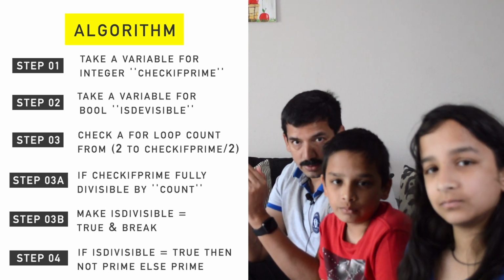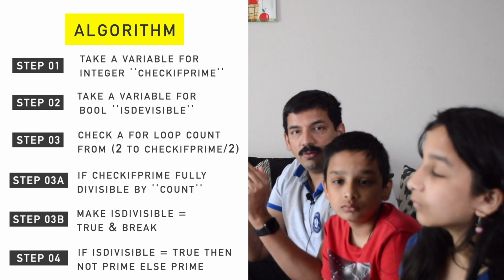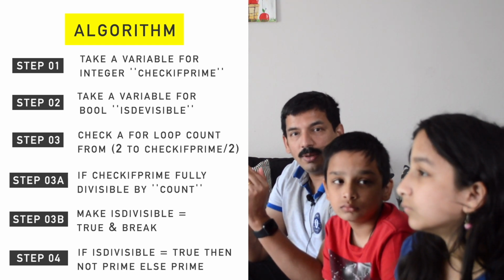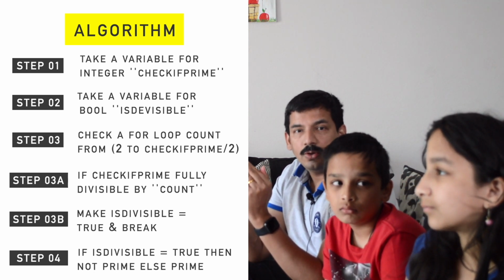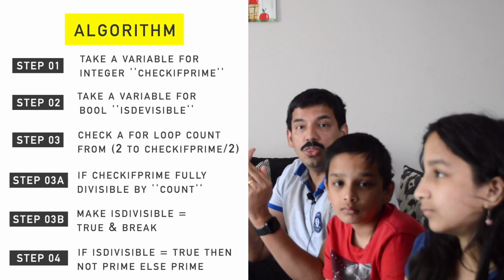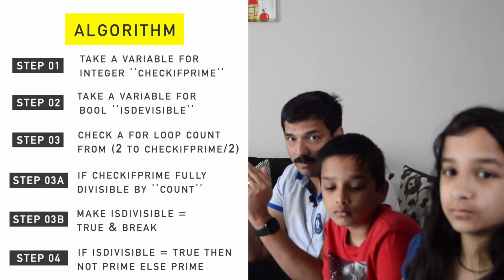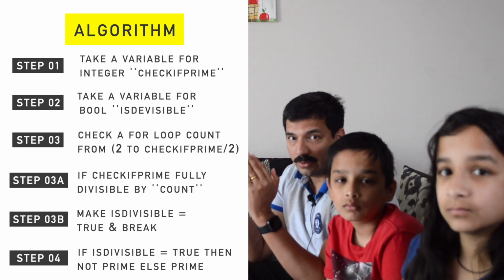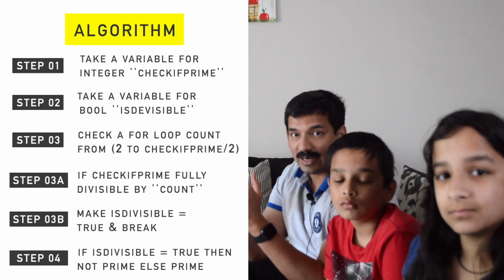For all the numbers in that range, you're going to check if that number is divisible by any of them. And if it is, then that's how you declare it as not prime. So you don't have to check it for all. Even if it is a single number that says it's divisible fully, that's not prime for sure. So that's the algorithm, okay?